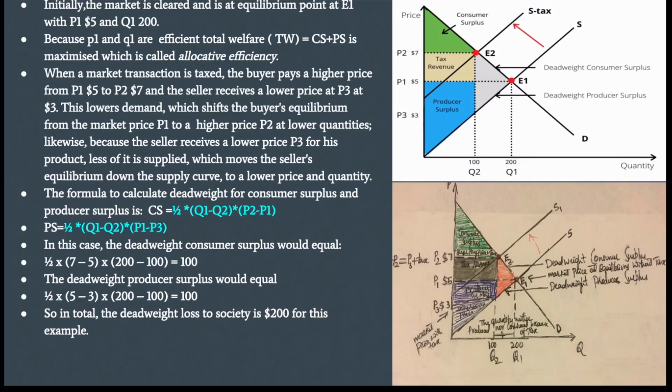In this case, the deadweight loss of consumer surplus would equal half times (7 minus 5) times (200 minus 100), which is equal to 100. The deadweight loss of producer surplus would equal half times (5 minus 3) times (200 minus 100), which is equal to 100. So in total, the deadweight loss to society is $200 for this example.